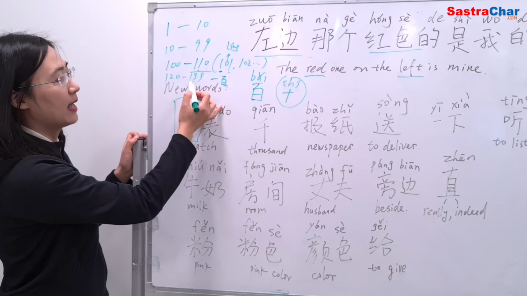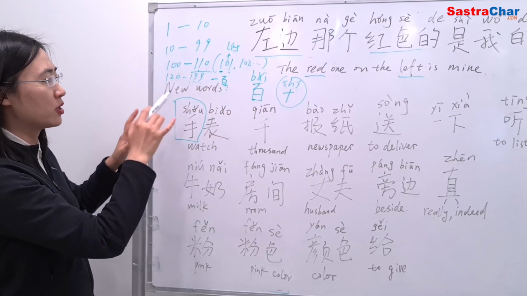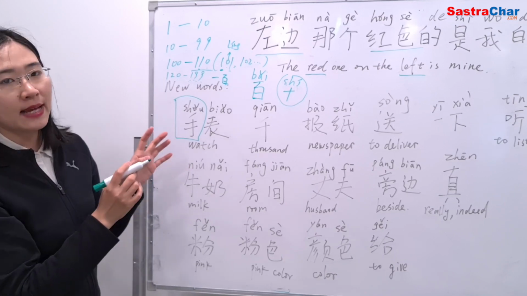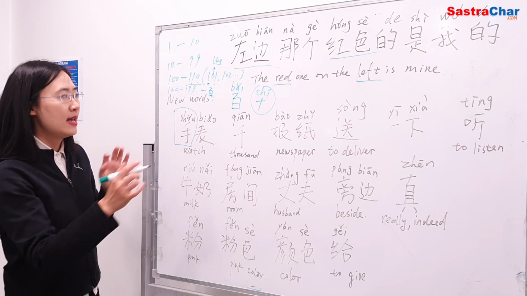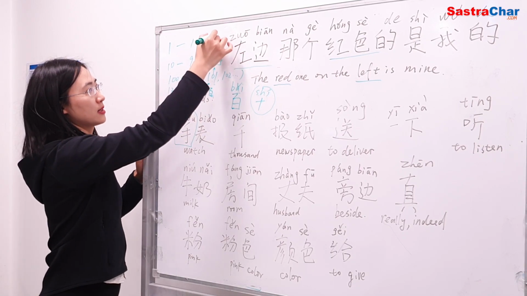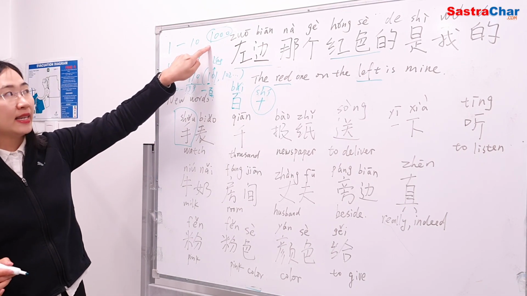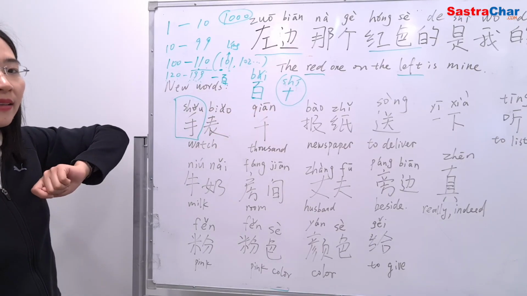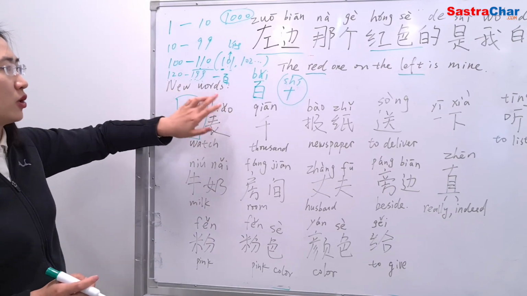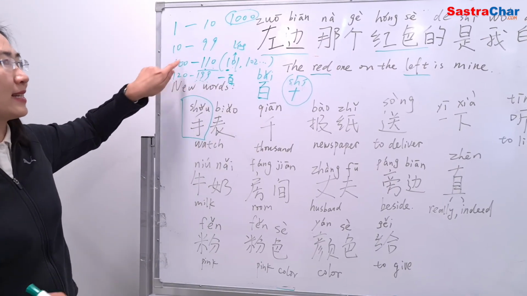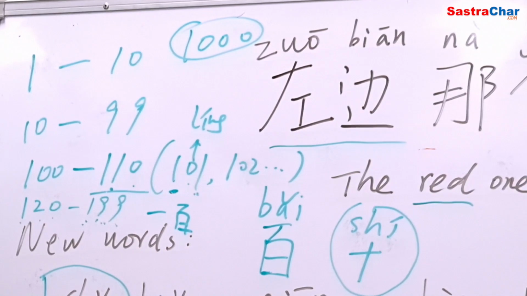Then similarly, from 200 to 999, it's all the same. You just replace the 一 with 2, 3, 4, 5, and so on. And then you go to 1,000, which is 一千: the number 1 and 千. So don't worry about the numbers from 100 to 1,000. We will practice all this in following classes. So 1,000 means 千.